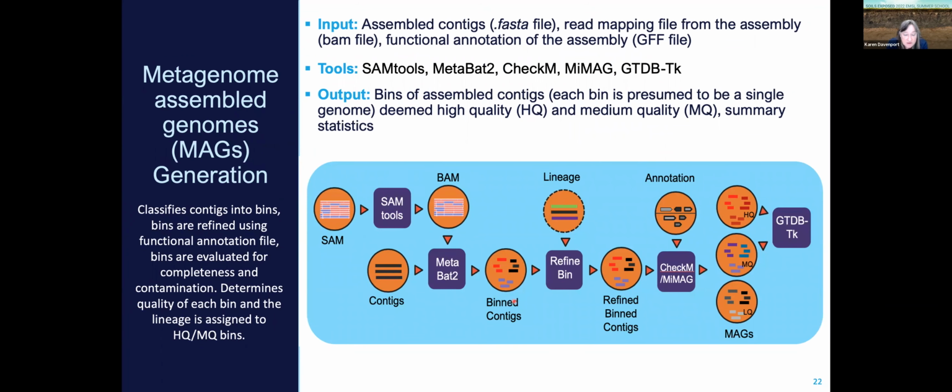Metagenome assembled genomes. The input, of course, is the assembled contigs and a read mapping file from the assembly. Remember, that's where we get the percent reads mapped back. It's a way to calculate the level of coverage per contig, and that helps them sort these out. There are several tools that are used to bin the contigs and then refine those bins to give us the MAGs. And the outputs are the bins that are deemed high quality and medium quality, along with the summary statistics.